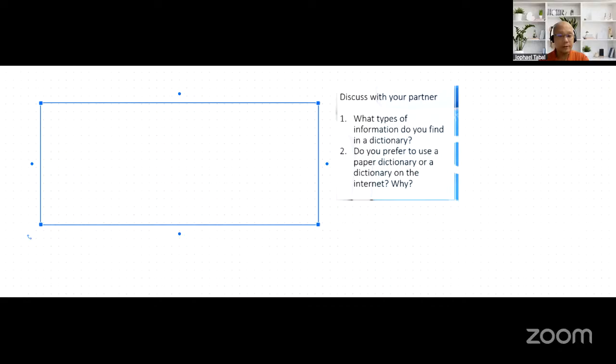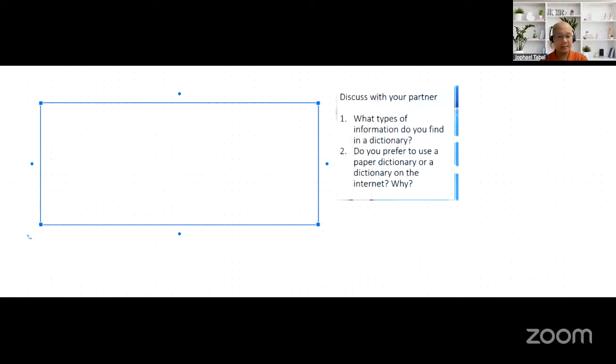And then the answer for question number two. If I had the chance to use a dictionary, I prefer, so you can use your if, okay? I had the chance to, so this is a condition, all right? If I had a chance to use a dictionary, I prefer an online dictionary. First of all, so you can have your first reason here. First of all, I find it much easier and faster to find the words I want to search, okay? Not only this, adding information, online dictionaries also have many examples on how to use the word.